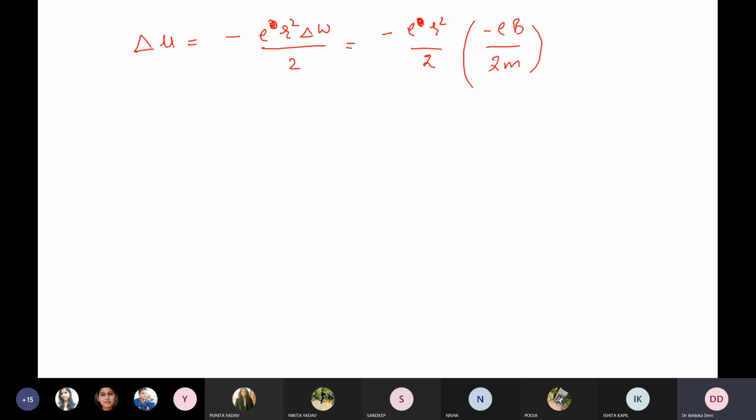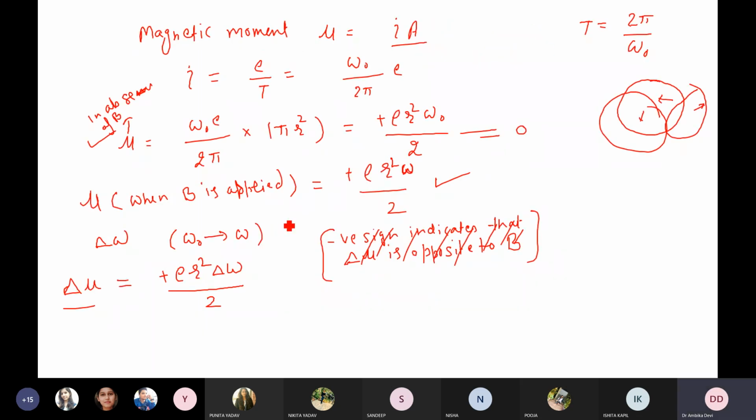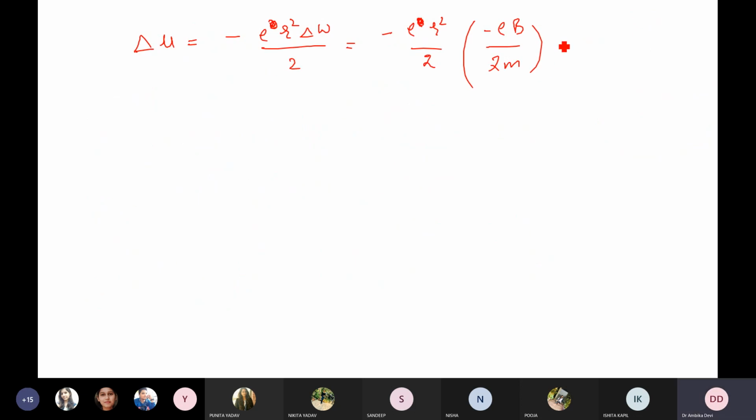Okay, here also there is e, right? Here it was plus, this was also plus. So when you substitute minus over here, then it will become minus, and then minus e square R square B divided by 4m. Okay, so this is your net change in the magnetic moment. Delta mu is equal to minus e square R square B upon 4m.